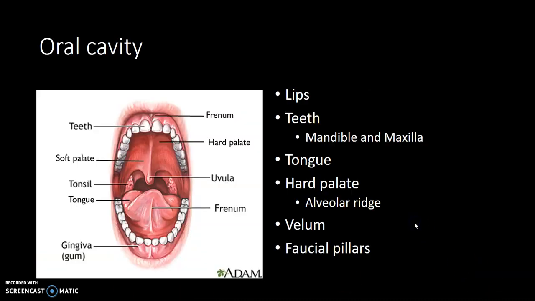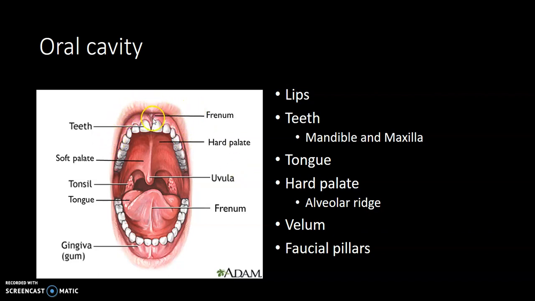So first things first, we're going to go into the oral cavity. And here we'll start on the outside with the lips. Hopefully everybody knows what the lips are. They're just kind of encompassing the oral cavity. They're important for articulation and swallowing.